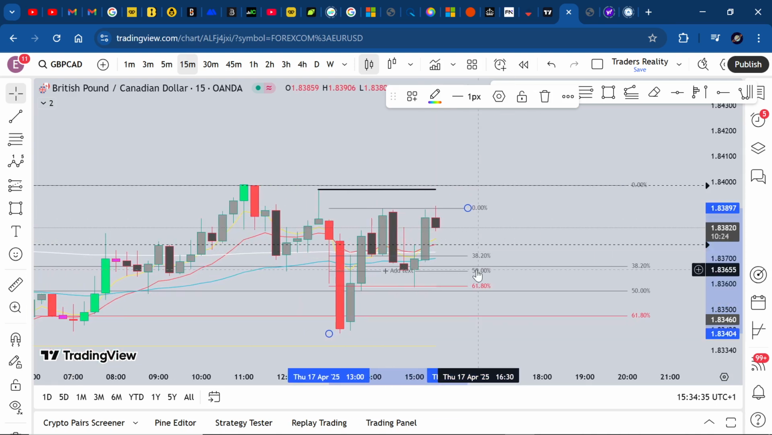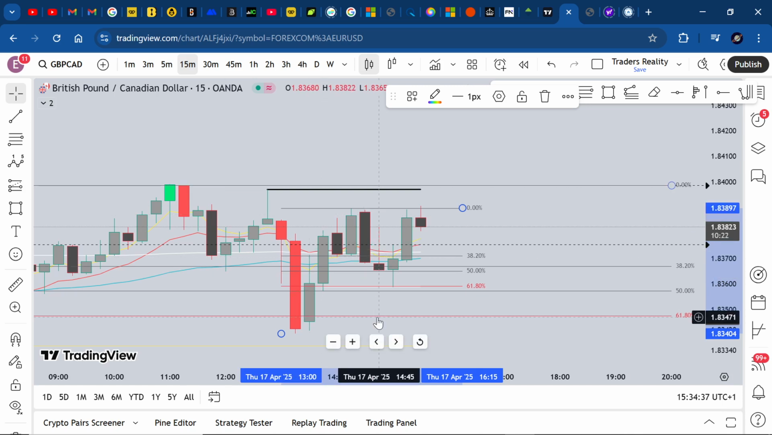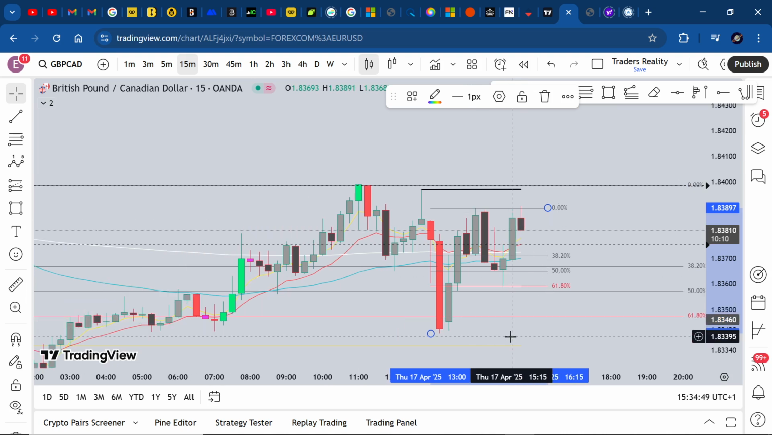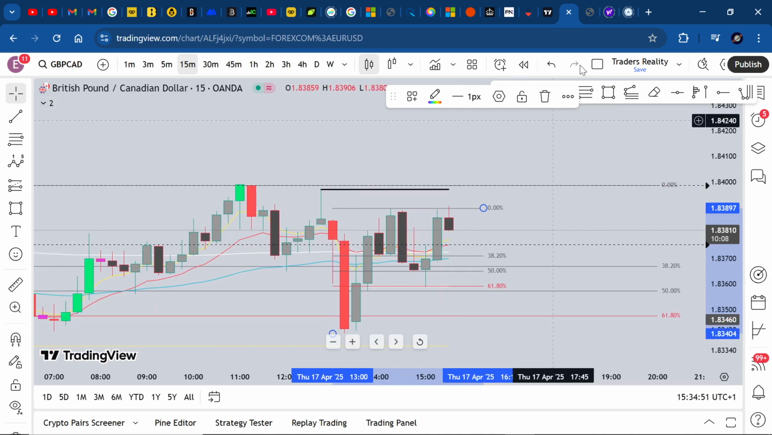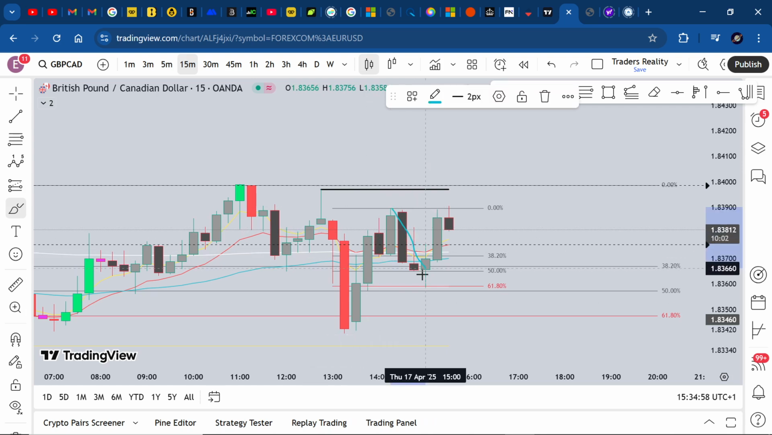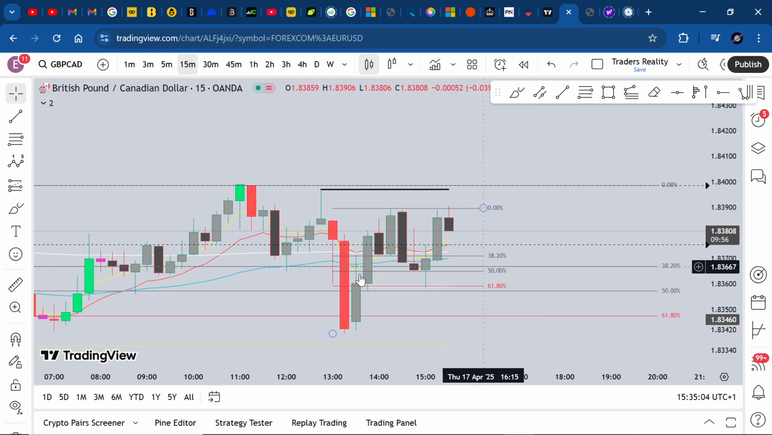Getting a bit of a pullback here. 1, 2, 1, 2, 3 is what I'm looking at. Unless they sting us and come down here to make a deeper 2 before going up, that can happen. Okay, potentially price can do this. For the 1 and for the 2, we can go A, B, C, and then go higher. So got to be cautious of that.